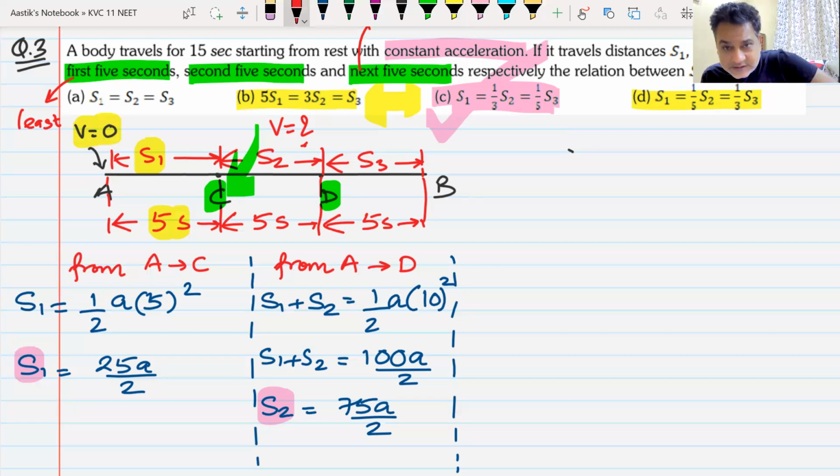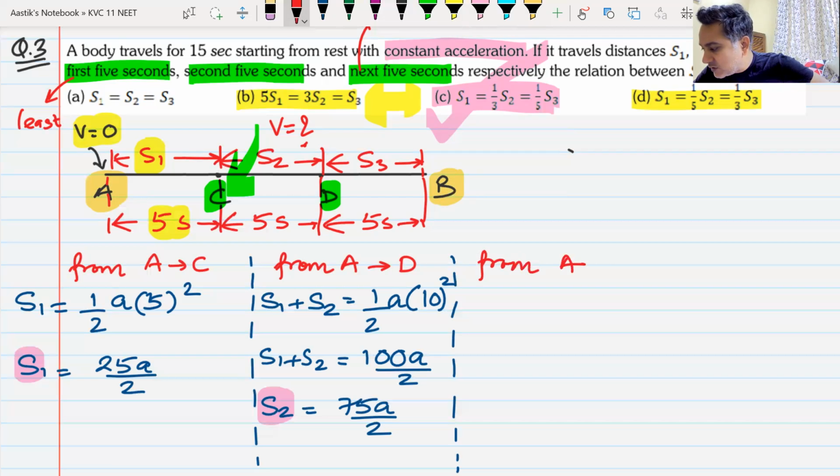What is the next step that you are going to do? From where to where are you going to make the equation? Can you make that equation for me? Again, if I try to make the equation from D to B, I don't know the velocity at D. So what will I do? I will still make the equation from A to B. Do we understand this?